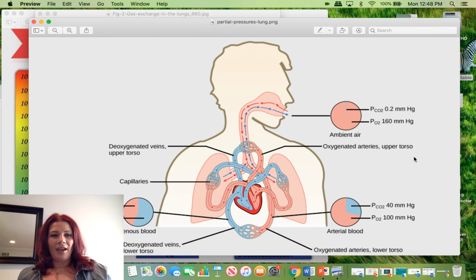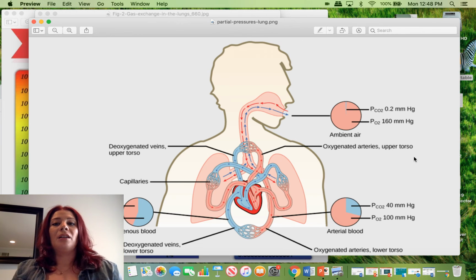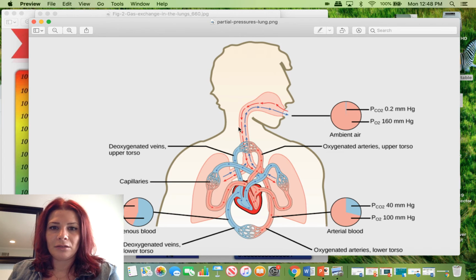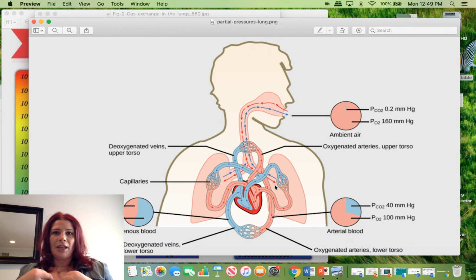Now, I'm hoping that when you look at this image and you see blue and red, you know that's representing something. So think to yourself, do you know what that represents? You should have said blue represents blood that's deoxygenated, or oxygen poor blood. Red represents oxygen rich blood. And if you have a hard time remembering that, just look at the arrows. Red is going in. That's because there's oxygen when we're inhaling the atmosphere.